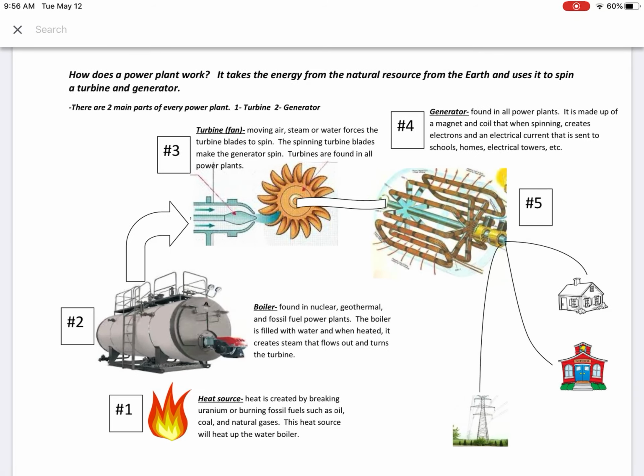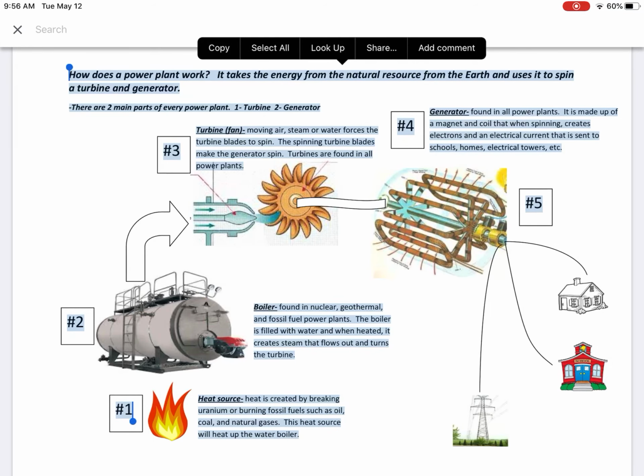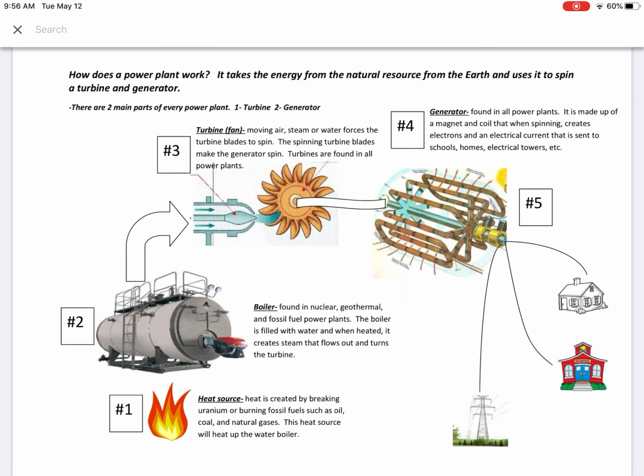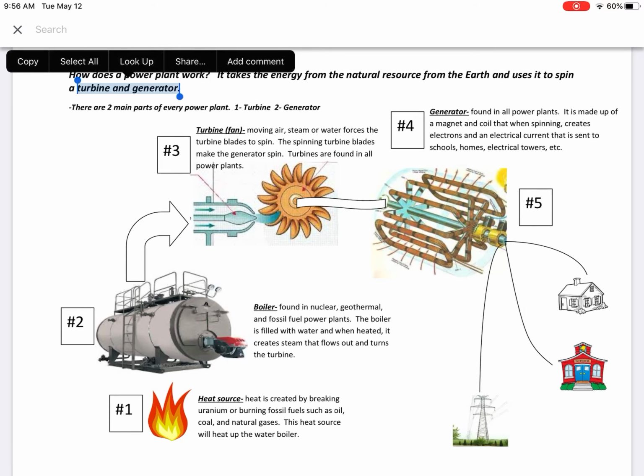All right, let me see. I can't write on this, unfortunately, because it's not in the... All right, you're just going to have to bear with me. There's two main parts of a power plant, and one is a turbine, and the other is a generator. Now, it doesn't matter what kind of power plant you have. They all have a turbine and they all have a generator. They are the most important parts.